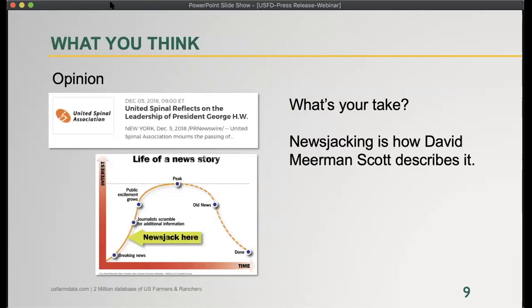Like when United Spinal Association, since George Bush served on their board for many years, they could have put this out at any particular time. But what they were trying to do is be noticed during that time period, right after his death, when everybody's there. So that's really the three different kinds. We use all three of these, the standard announcement, the story pitch, and the opinions, but we expect different results from them each time we use them, right? So let's talk about that.